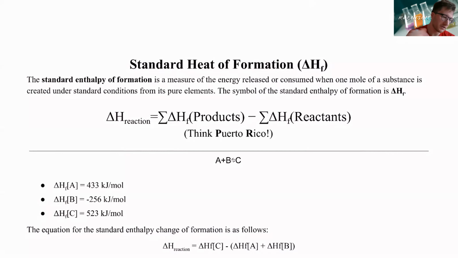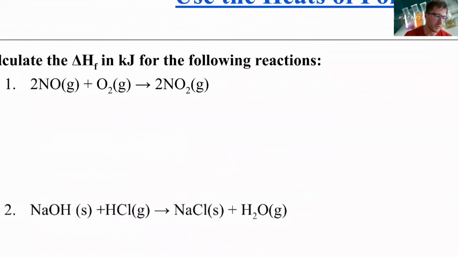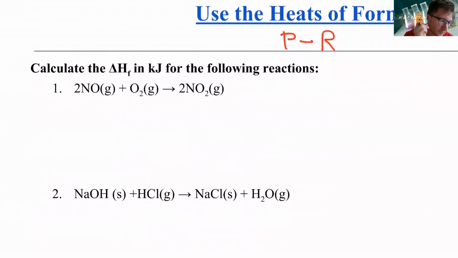All right. So for this first example, we're given 2NO plus O2 to produce 2NO2. Now, I'm going to write this again over to the side: products minus reactants. We need to remember that this is products minus the reactants. That way, we get the right answer. So in this first equation, we have 2 NO2s on the product side. It's NO2 gas, so I'm going to look at my standard heats of formation chart.